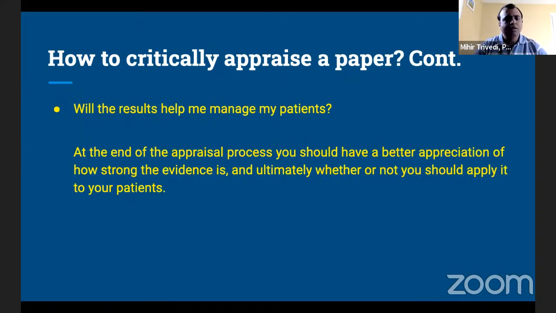So next, the last and the most important question you want to ask is, will the results help me manage my patients? At the end of the appraisal process, you should have a better appreciation of how strong the evidence is, and ultimately whether or not you should apply it to your patients.